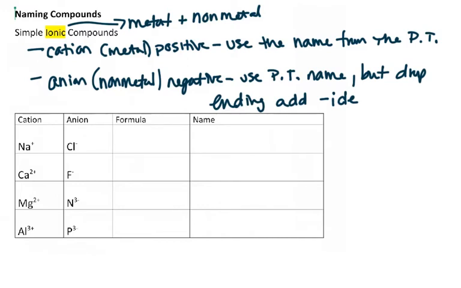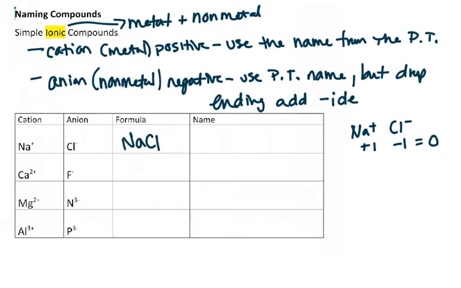So we're going to learn two things here. We're going to learn how to name these, and we're also going to learn how to write formulas. So my first one here is sodium and chlorine. So I'm just going to do it off here to the side. Sodium is a +1, so I have +1. Chlorine is -1, so I have -1, and that equals 0. The charges of the compounds have to equal 0 when you add them together. Since these do, that just means I need one of each, so NaCl. That's how I write the formula.